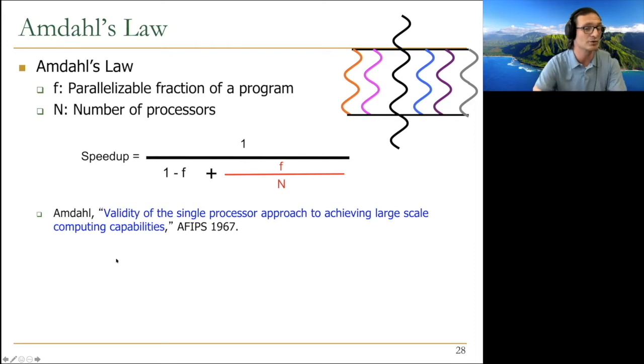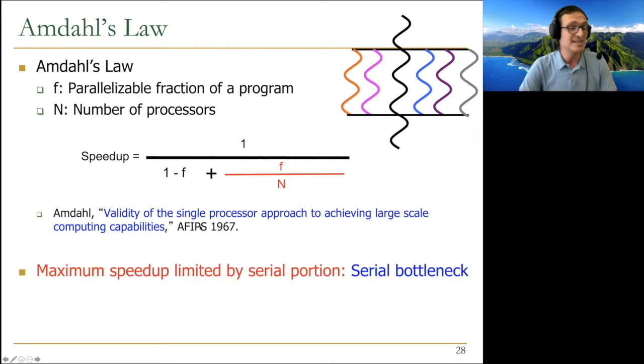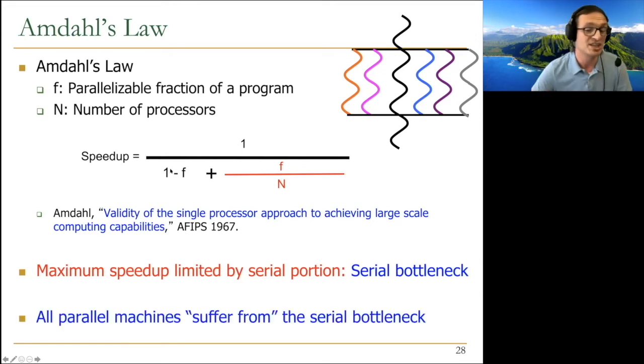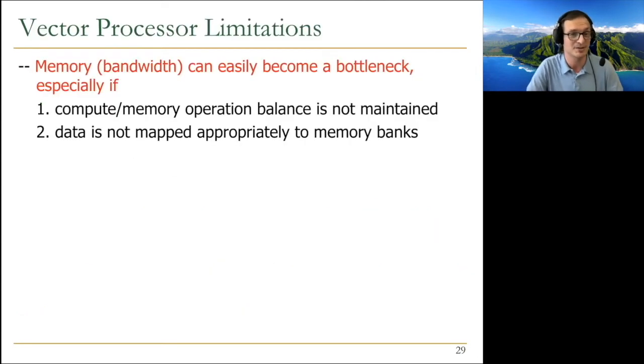And that's why he wrote the paper that you're going to review. Basically, maximum speed up is limited by the serial portion or serial bottleneck that's non-parallelizable. It's really bottlenecked by 1 minus f in the end. And all parallel machines suffer from the serial bottleneck. So keep this in mind, because we're going to actually see a lot of examples of this today.